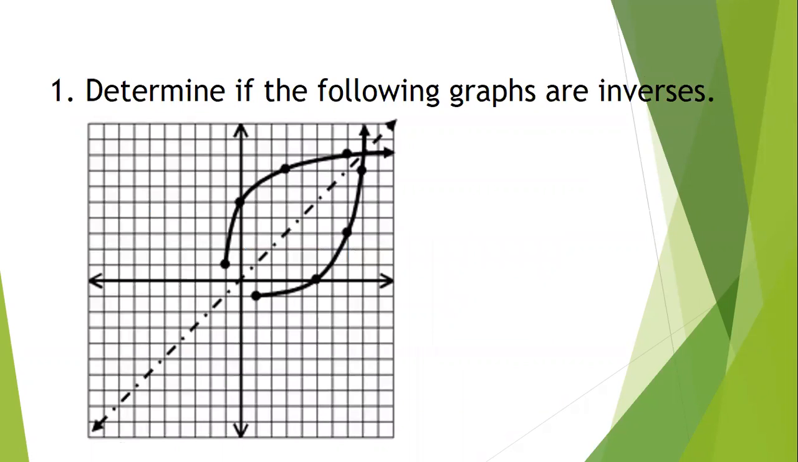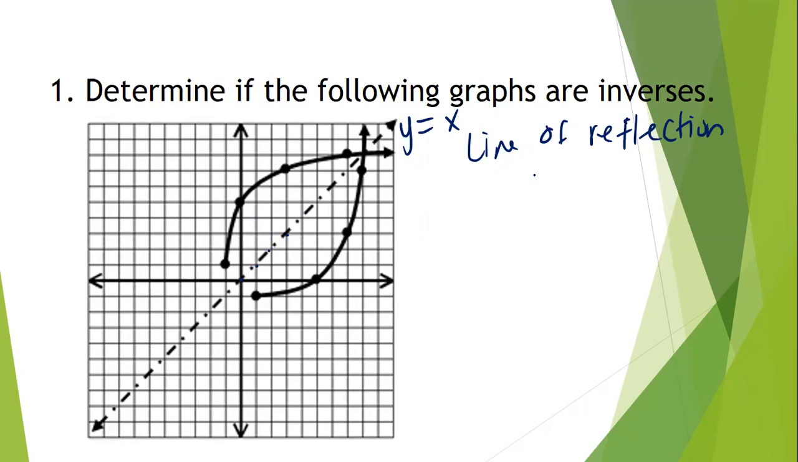To determine if the following graphs are inverses, there's a couple things. There's the invisible line of y equals x. So this little dash line, that's y equals x, okay? That's my line of reflection. It's called y equals x because all the points that make up this line are when y and x are the same. So 1, 1, 0, 0, 2, 2, 3, 3, -1, -1, okay?